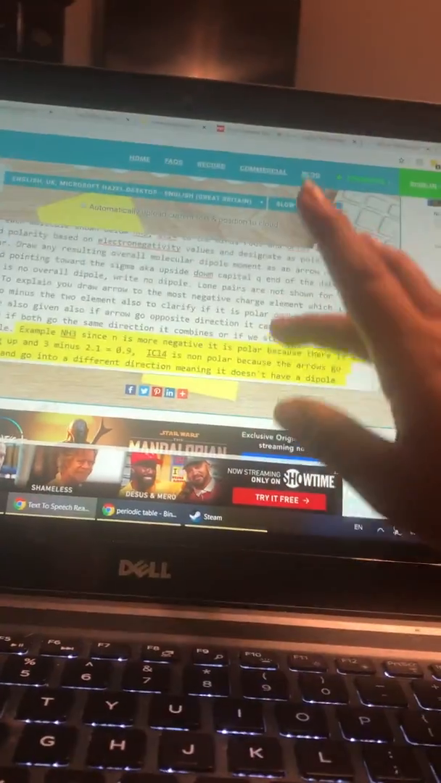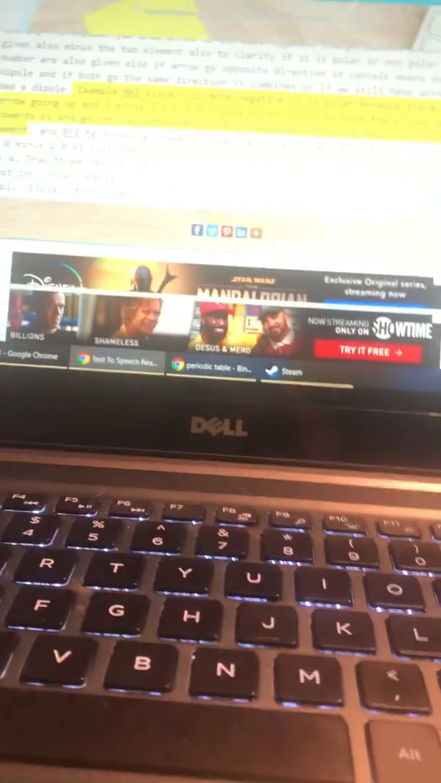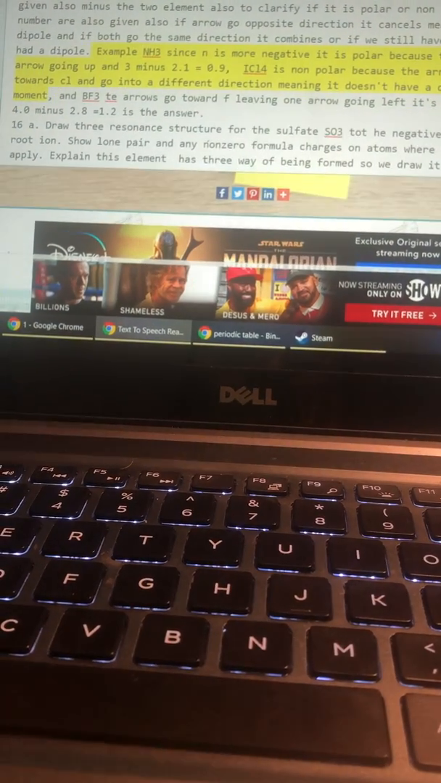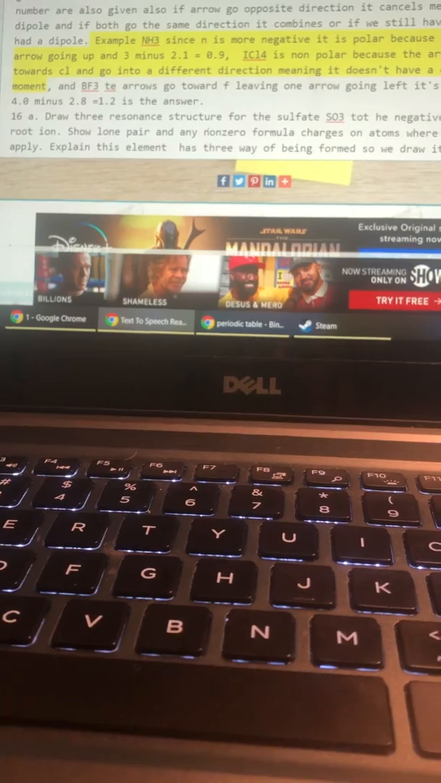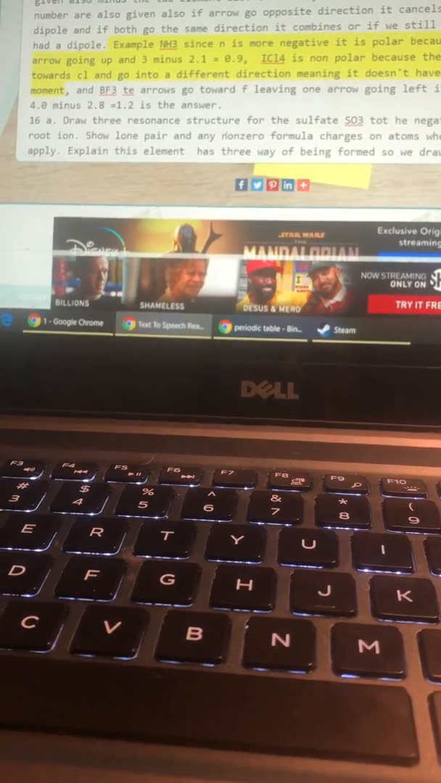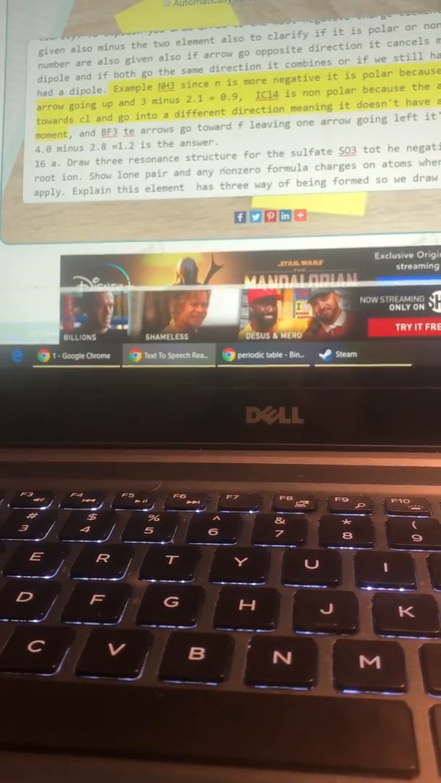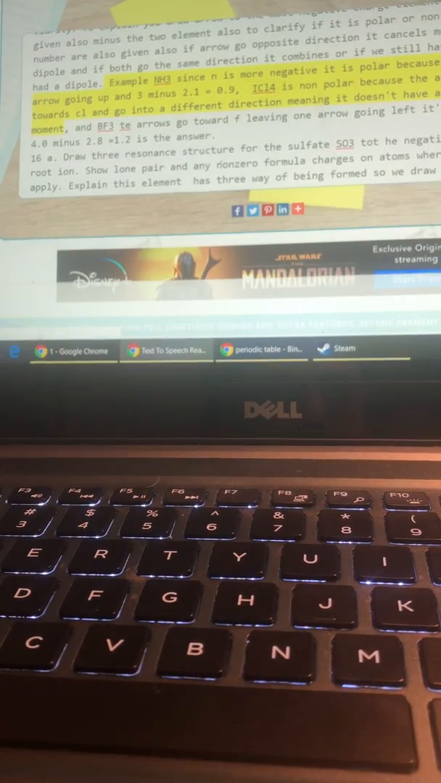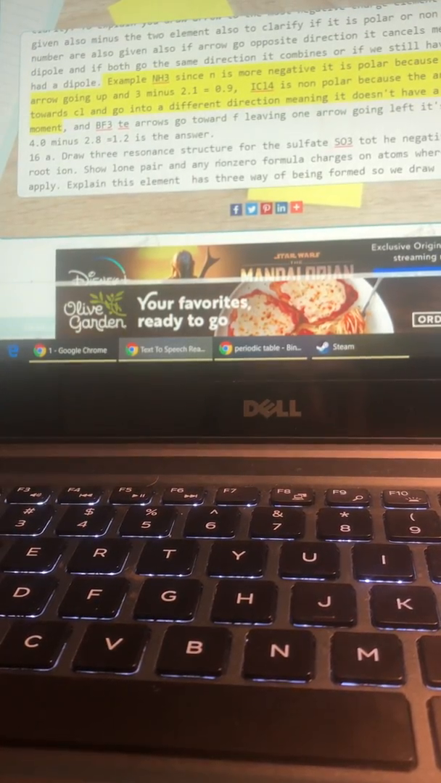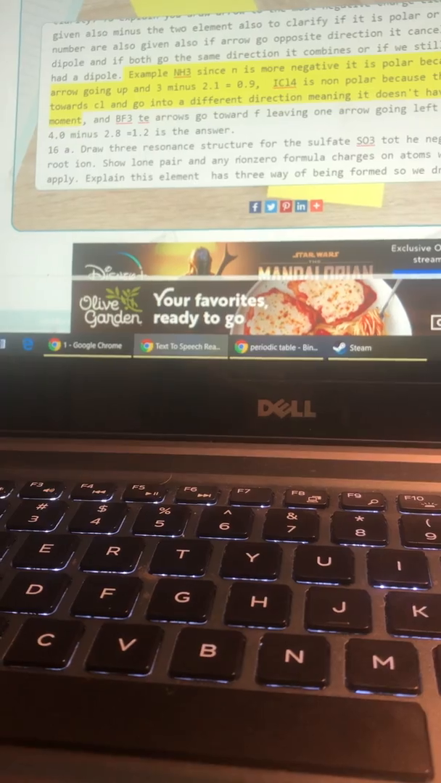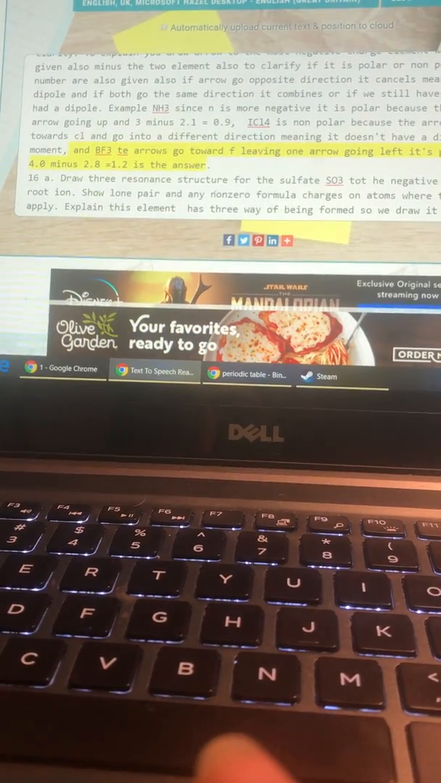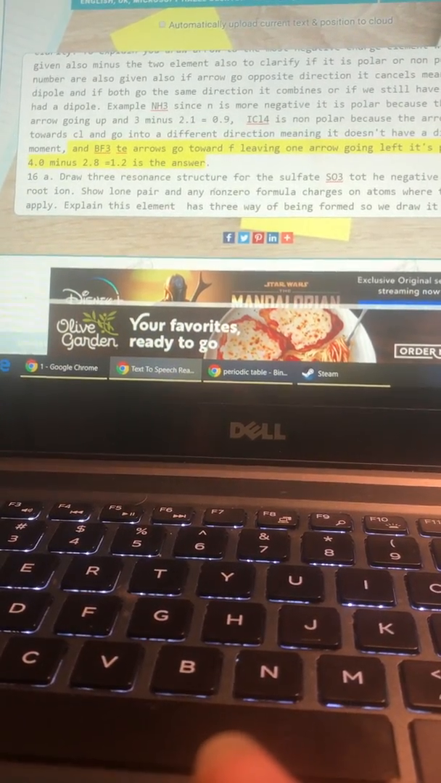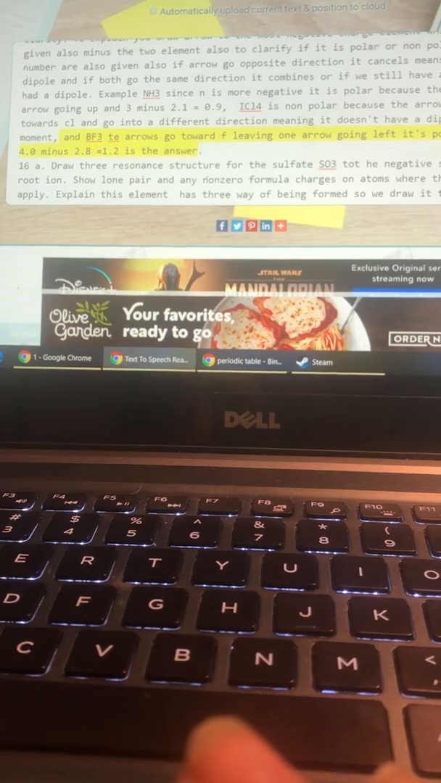Example: NH3, since N is more negative it is polar because there is an arrow going up, and 3 minus 2.1 equals 0.9. ICl4 is nonpolar because the arrows go toward Cl in different directions, meaning it doesn't have a dipole moment. And for BrF3, the arrows go toward F, leaving one arrow going left, so it's polar, and 4.0 minus 2.8 equals 1.2 is the answer.